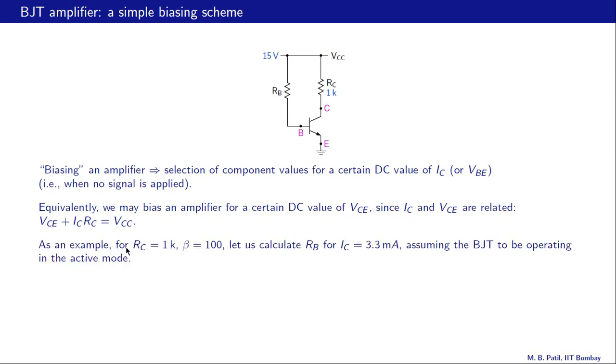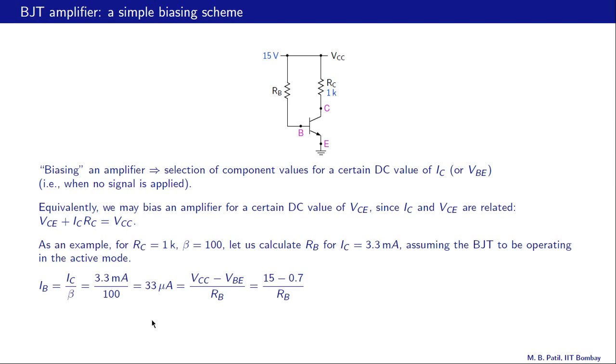As an example, let RC be 1K and let the transistor have a beta of 100. With these conditions, let us calculate RB, the resistance here, for IC equal to 3.3 milliamps, and we will assume the BJT to be operating in the active mode. And of course we need to come back and check whether that condition is indeed satisfied.